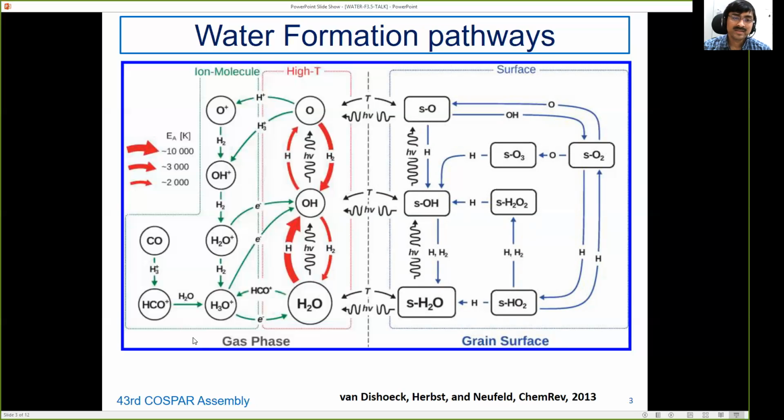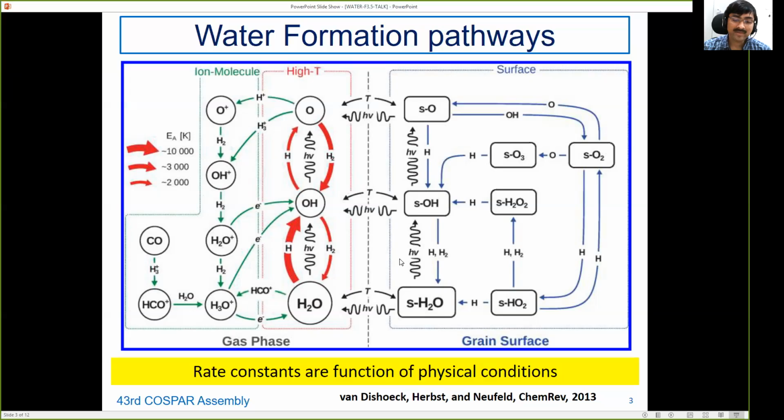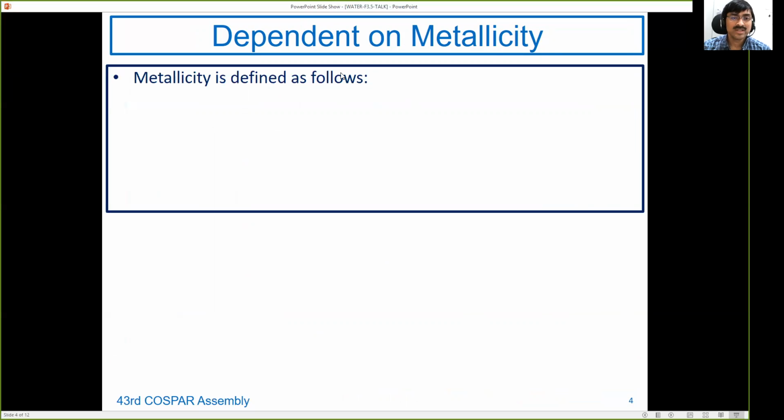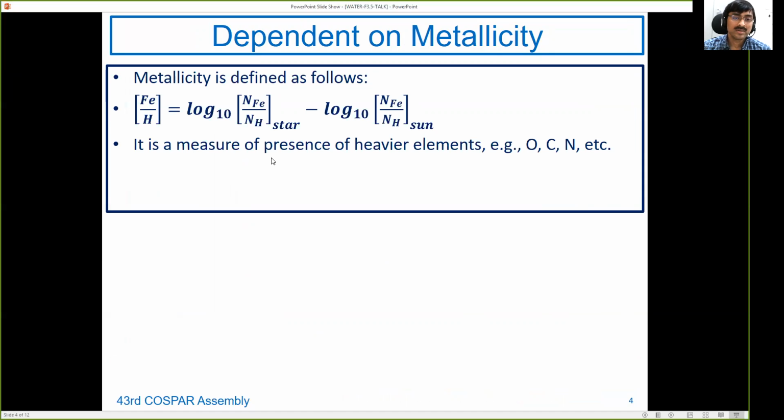So it is clear that all these processes, and their rates, will be dependent on the physical conditions. Thus, the physical conditions will have a large impact on the formation of water. In addition to the physical conditions, water formation will also be dependent on the metallicity, or in this case, the presence of atomic oxygen. Generally metallicity is defined with respect to the solar values. It is a measure of the presence of heavier elements like oxygen, carbon, nitrogen, etc.